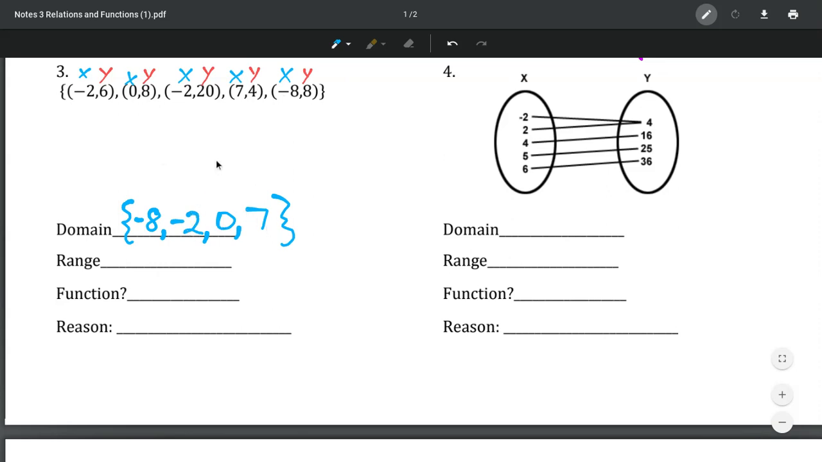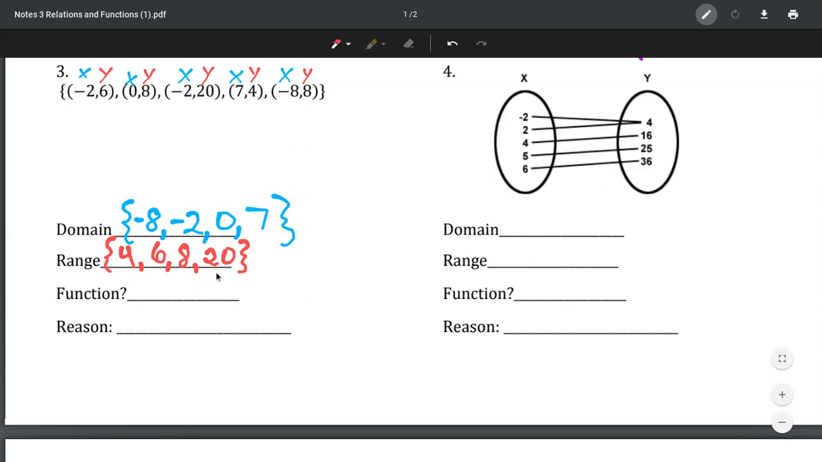And for our range, similar idea. Find your different y values. We have 6, we have 8, we have 20, we have 4, and there's another 8. So we don't need to list that a second time. So it looks like we have 4 different y values. And listing from lowest to highest, our range is 4, 6, 8, and 20.